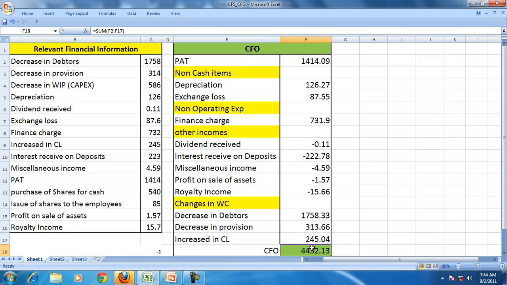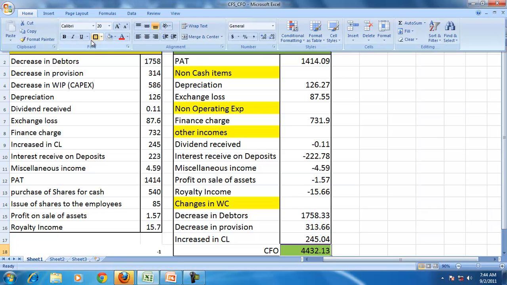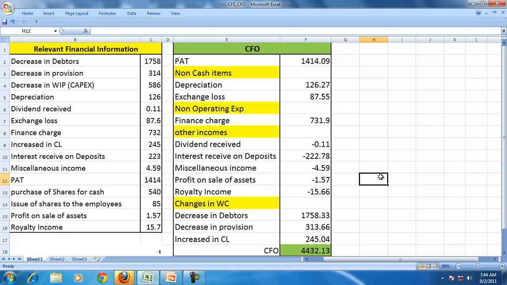So the company's CFO is not the same as PAT because in the PAT you have included many non-operating and non-cash items, and the changes in the working capital. You have received a huge amount of cash during the period from the debtors, and you purchased goods on credit, so therefore the CFO is much higher than the profit for the period. So this is another example to show that PAT is not the same as CFO because of non-cash items, non-operating items, and the credit items, which are also called the changes in the working capital.